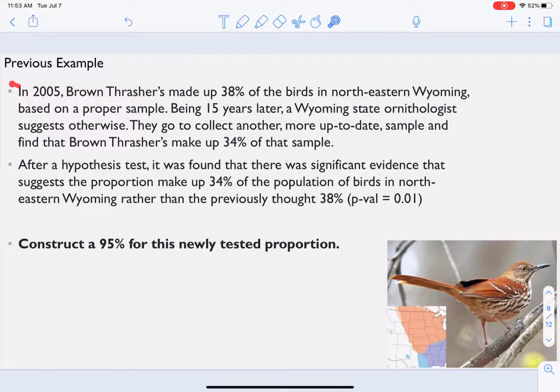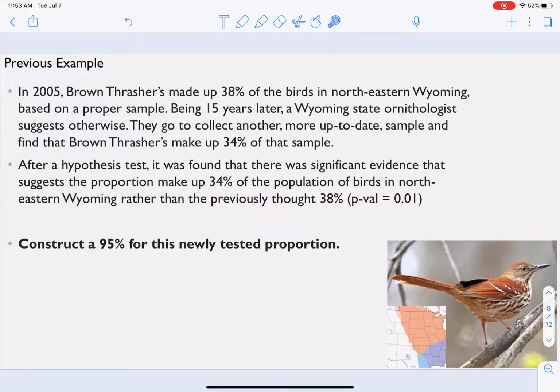We did a hypothesis test on this scenario, right? So 38% of the birds in northeastern Wyoming were brown thrashers in 2005. The hypothesis was that it's not that anymore. It is no longer 38%. We went out and sampled and found data and found that the proportion may be closer to 34%. We did a hypothesis test and found that there was enough evidence against it being 38% and it being maybe closer to this.